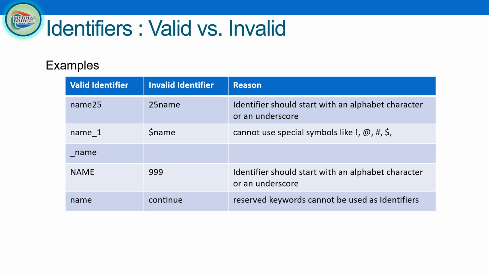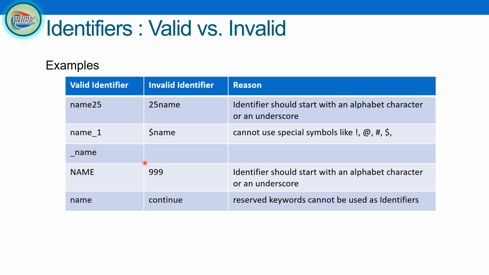We shall look into valid and invalid identifiers. For example, name25 and 25name. Both are different. 25name is an invalid identifier. The reason: an identifier should start with an alphabet character or underscore. Here it started with 25, so it is invalid. Coming to the next example, name_1 and $name. $name is an invalid identifier. The reason: special symbols cannot be used.